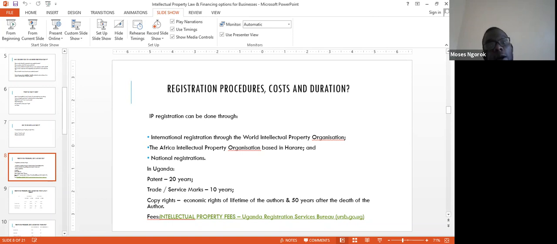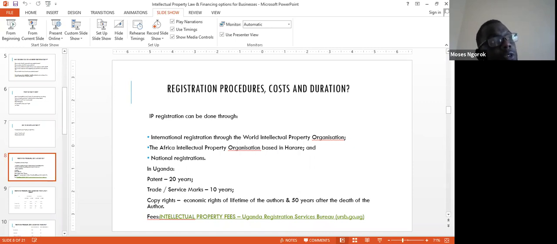Now, I mentioned earlier that registration can be done internationally, or within the African continent, or within African nations, so locally within nations, like within Uganda. International registration is done with the World Intellectual Property Organization that is based in Europe. I think it's based in Switzerland, if I'm not wrong. So you do your registration there.